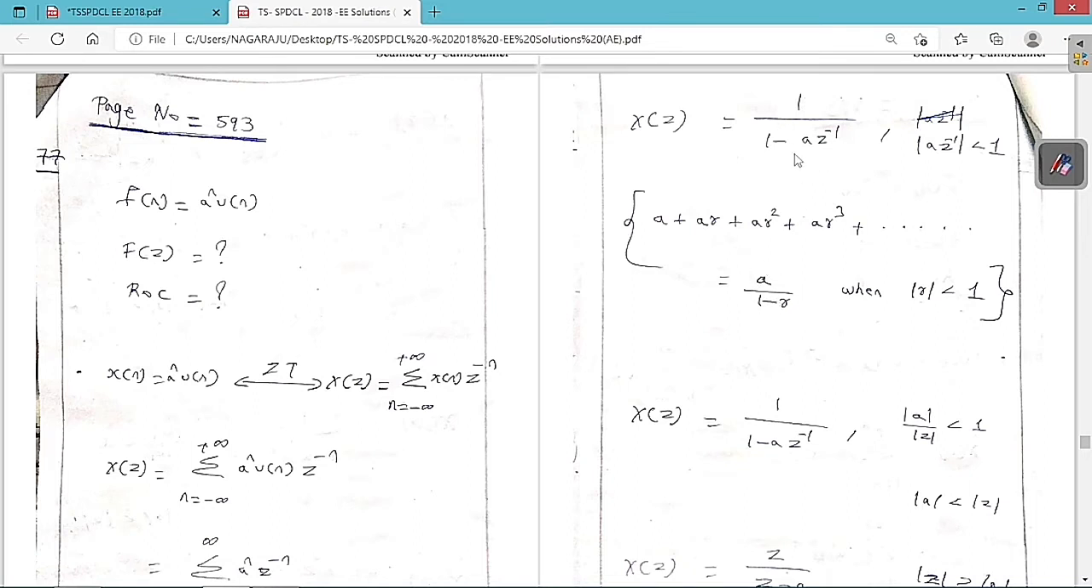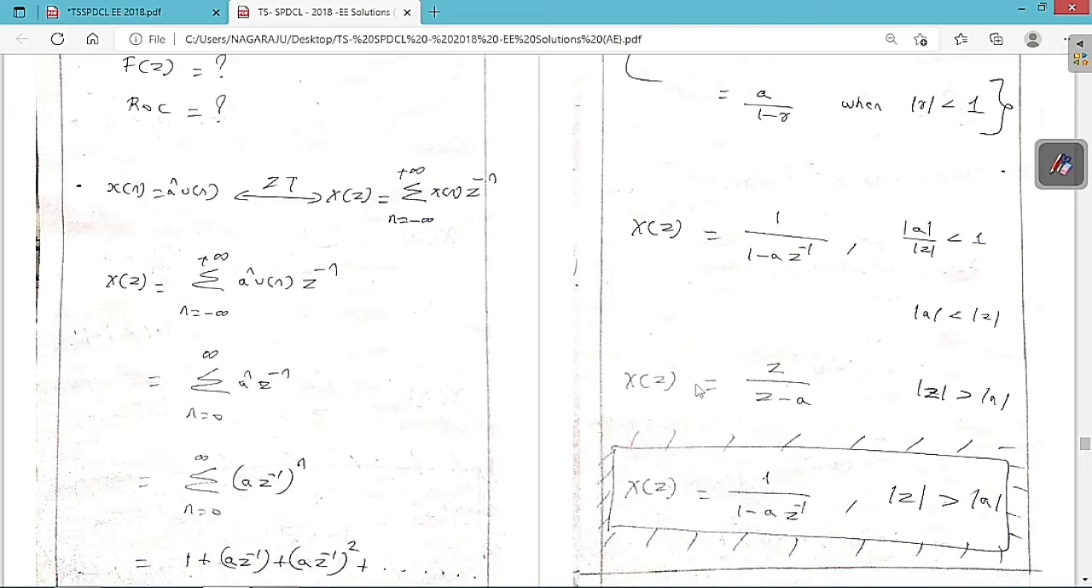If we substitute this in the formula, we are going to get 1 by 1 minus a z^(-1). And what is the magnitude of r? The magnitude of r should always be less than 1. So r is nothing but a z^(-1), and this magnitude should always be less than 1. If you simplify this, we are going to get mod a by mod z less than 1, or mod a less than mod z, or you can say that mod z is greater than mod a. So for the final, if you simplify this one, we get X(z) is equal to z by z minus a with ROC mod z greater than mod a.